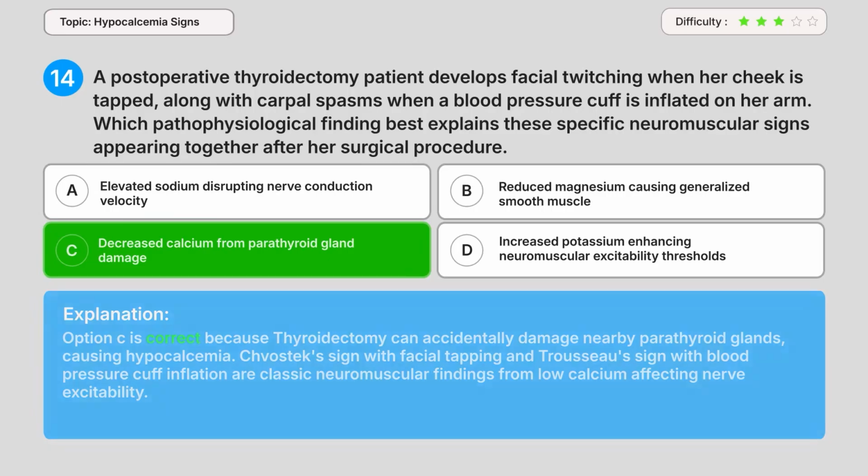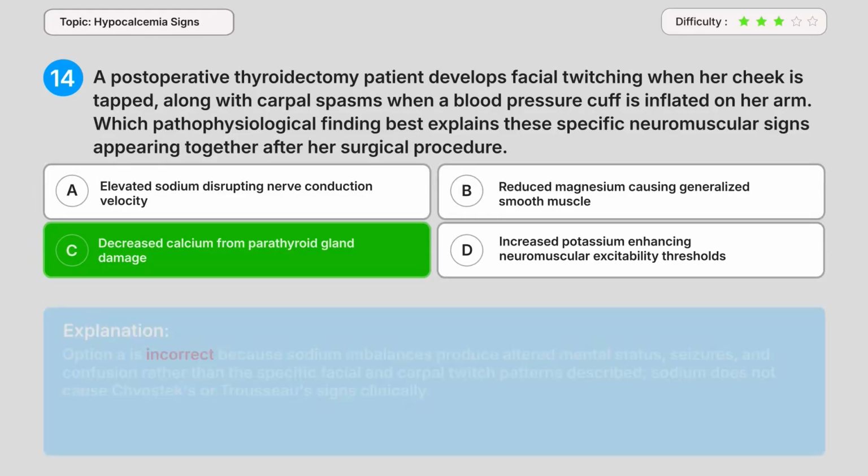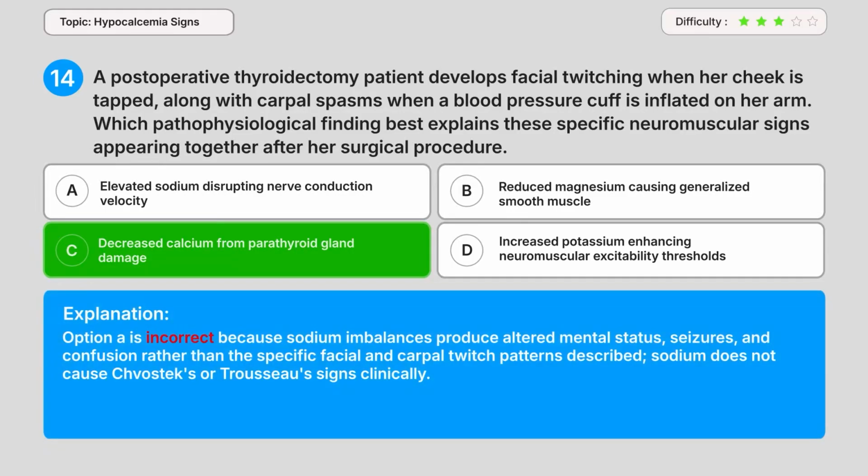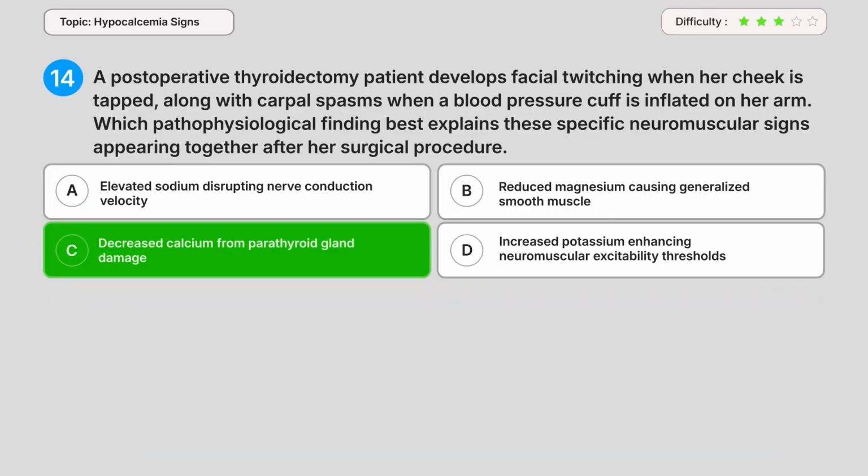affecting nerve excitability. Option A is incorrect, because sodium imbalances produce altered mental status, seizures, and confusion, rather than the specific facial and carpal twitch patterns described. Sodium does not cause Chvostek's or Trousseau's signs clinically.